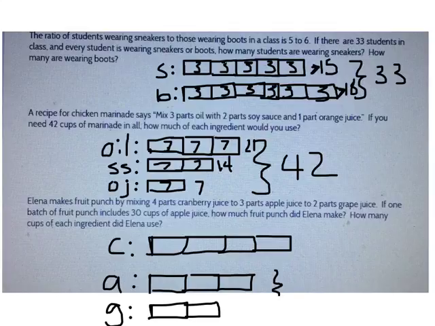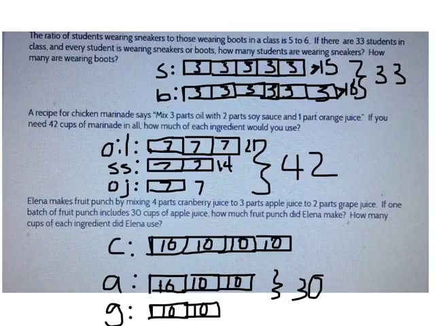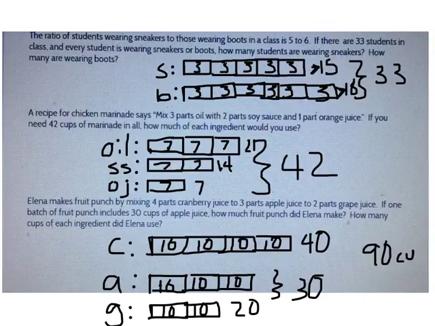I know that Elena used 30 cups of apple juice. So what's each box worth? It's worth 10. Now answer the questions. How much fruit punch did Elena make total? And how much cranberry and grape juice did she use? She used 40 cranberry, 20 grape, and 30 apple. She made 90 cups total.